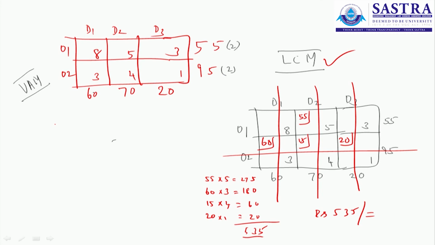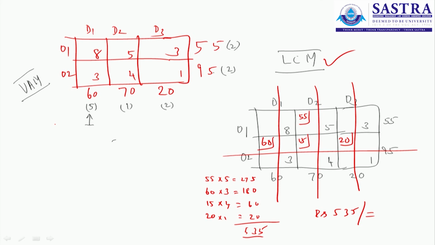For the first column, the least is 3. The next least is 8. So the difference is 5. For the second column, 4, 5. Difference is 1. For the third column, 1, 3. Difference is 2. This is the first step for applying Vogel's approximation method. Then we have to go for the greatest of the differences. What are the differences? 2, 2, 2, 2, 1, 5. The greatest difference is 5 units. So in this column, go for the least cost and supply as much demand as possible.